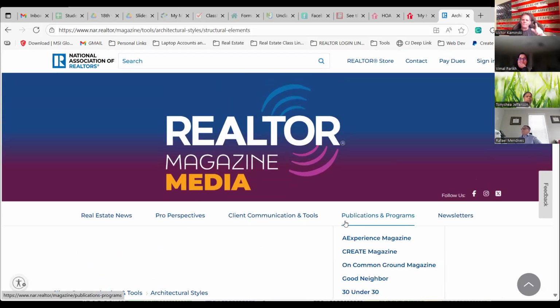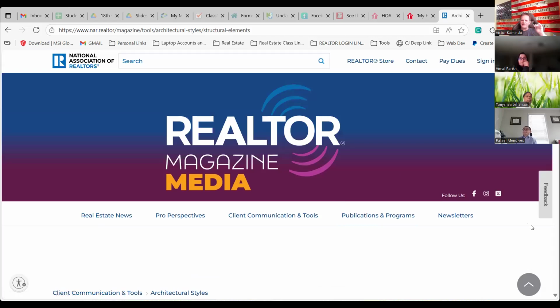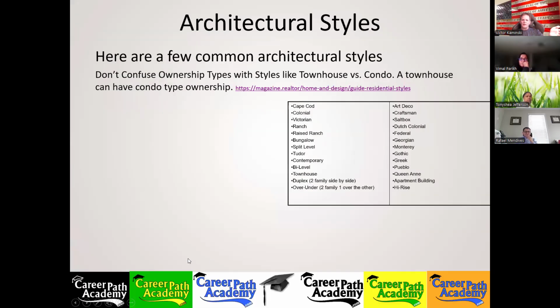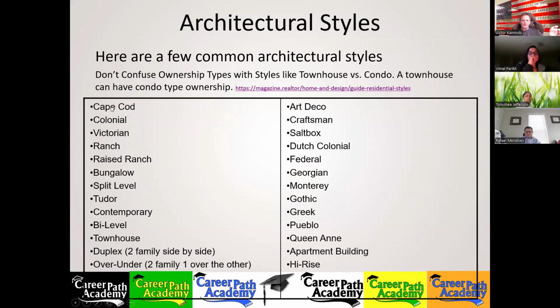But I'm working on a nice architectural style guide for the majority of types of architectural style that we see here in our area. So I put together a little list here on this slide for you of some of the more common architectural styles we have in this area. And then it goes on to this slide here. Okay, so we got the Cape Cods, colonials, Victorians, ranch, raised ranch. Bungalow is the one I was talking about. It looks like an army barracks. It's a long, thin, narrow house. So that would be a bungalow.